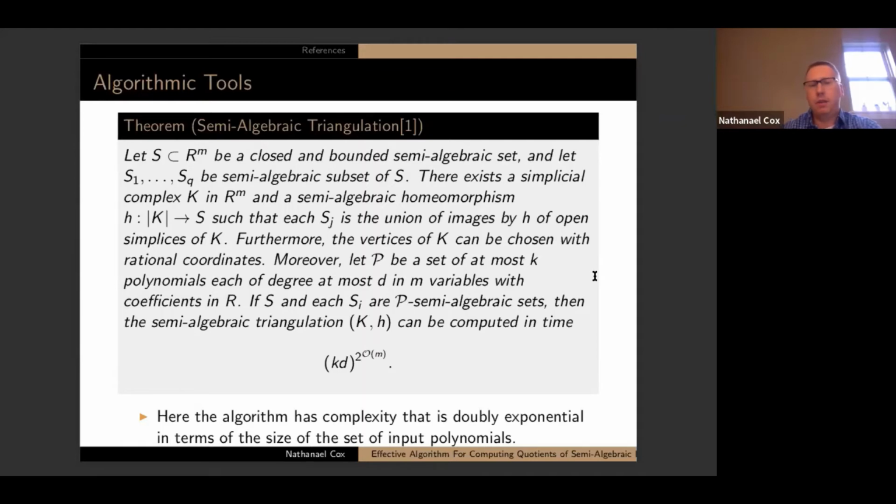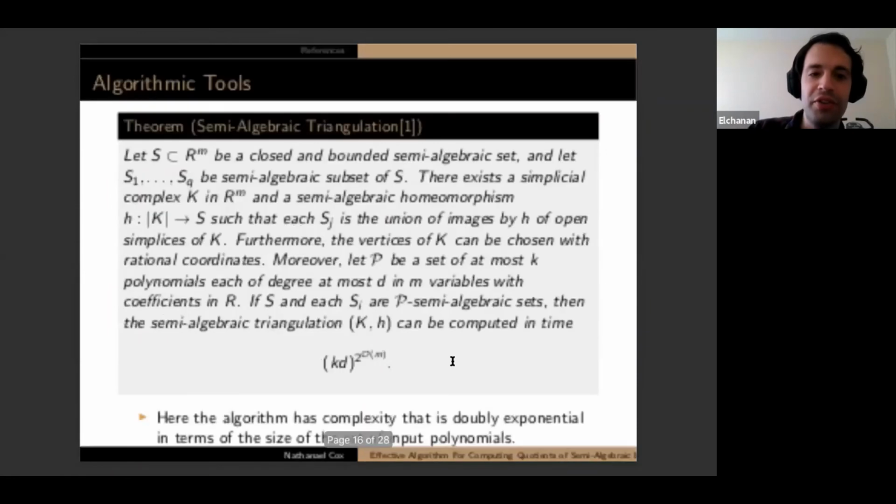And if you have a set of polynomials describing your semi-algebraic set S and the subsets, then you can compute the triangulation in the following complexity. As you can see, this complexity is doubly exponential in terms of the size of the input polynomials, so quite a bit worse than the quantifier elimination case. It's a big open problem in algorithmic semi-algebraic geometry how to compute semi-algebraic triangulation within a singly exponential bound. We're not even sure if it can be done.